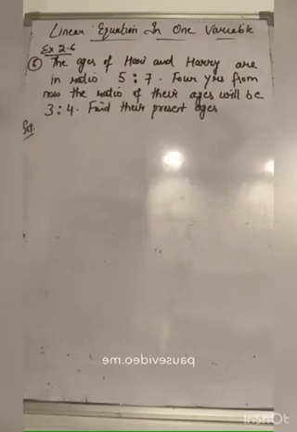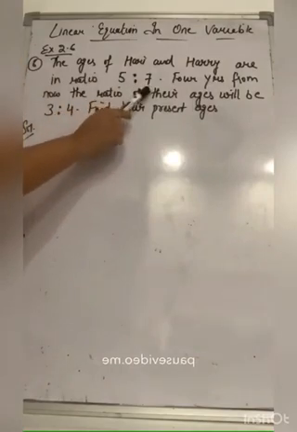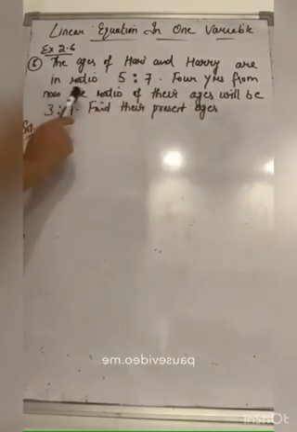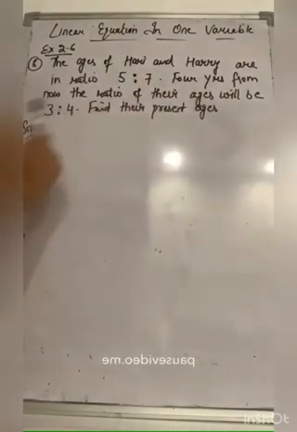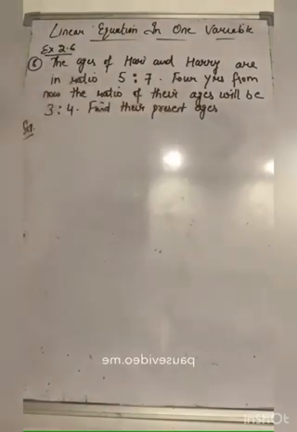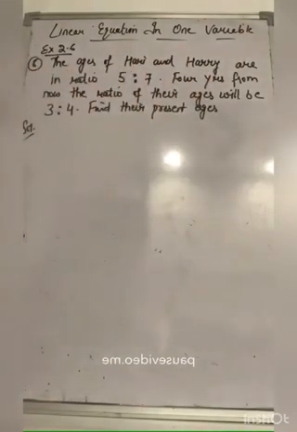See the next question, number 6. The ages of Hari and Harry are in ratio 5:7. 4 years from now, the ratio of their ages will be 3:4. Find their present ages. Now, what we have to do? First of all, we have to suppose the present ages of Hari and Harry. And what they are saying? That the ages of Hari and Harry are in the ratio 5:7.